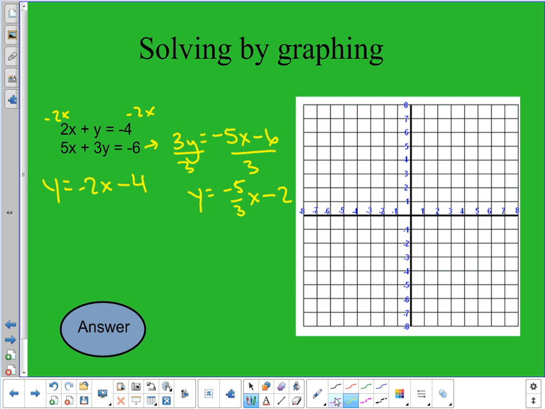All right, so now let's graph those two on the coordinate plane. I'll start with this one. This one has a y-intercept of negative 4, so I'm going to come down 4. And then a slope of negative 2, that's down 2 and right 1. Down 2 and right 1. Up 2 and back 1. Remember that you can always go backwards. Up 2 and to the left if you want to continue in the other direction.